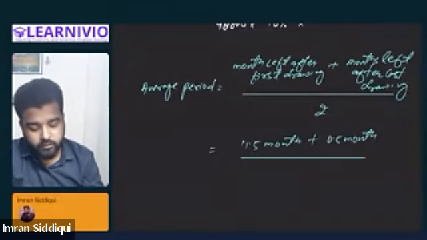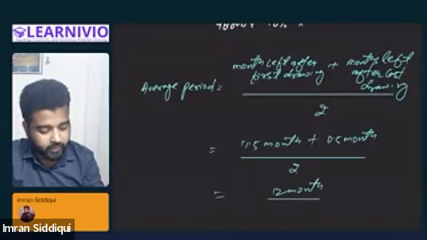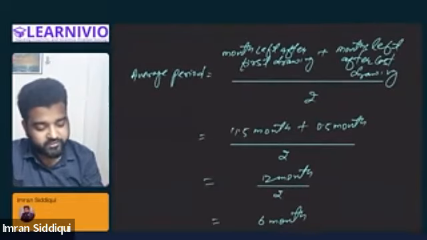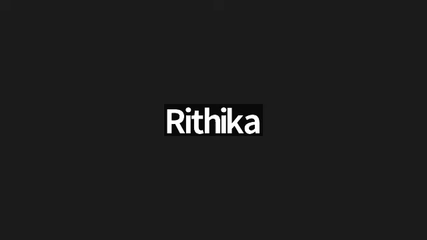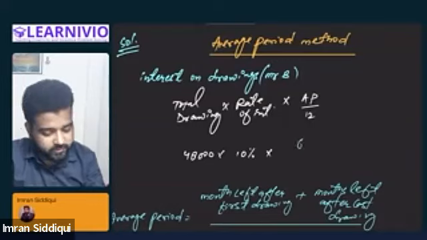So combining both of these values, we'll get 11.5 plus 0.5 will be 12 months, and dividing it by 2, we'll be getting average period as 6 months only. Is that okay? Do you understand this calculation, Ritika? Yes, sir. All right. So now in place of the average period, we can put this value. Average period will be 6 divided by 12.